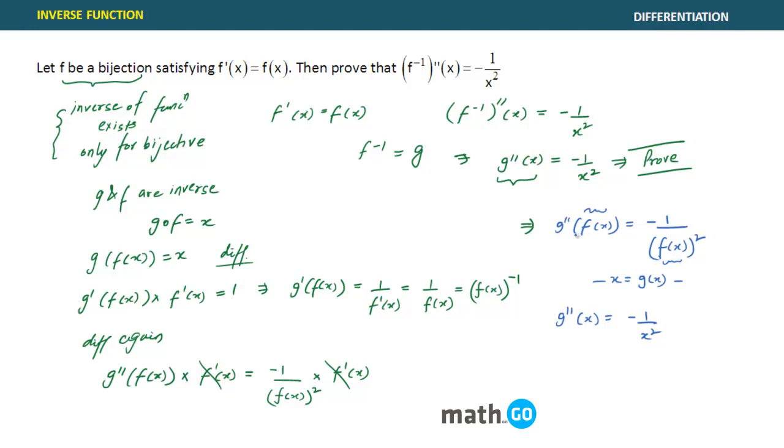So what you can see in this function is that the input of the double derivative of g is f x, then the answer will be minus 1 upon input square. So input is f x or x, this is one and the same thing, hence proved. This is what we were to prove, right? So this is how you can actually solve questions based on the inverse of a function. Just revise both the questions so that you are thorough with the inverse part of the differentiation.